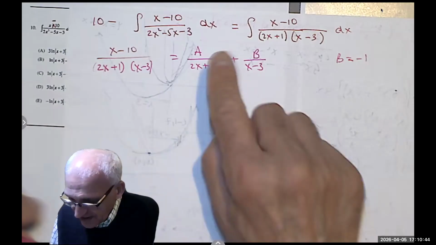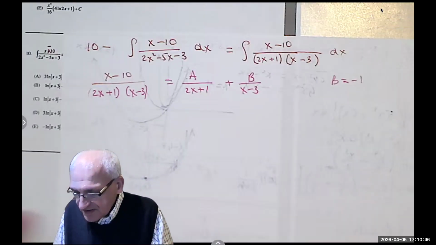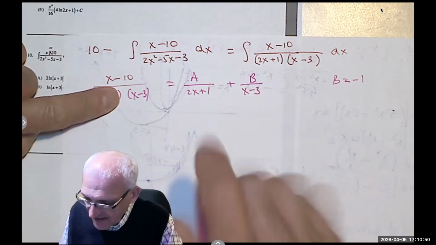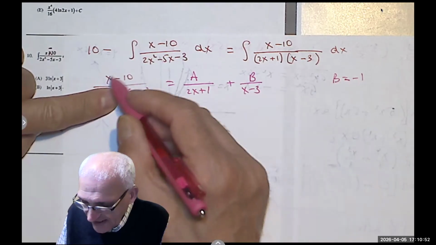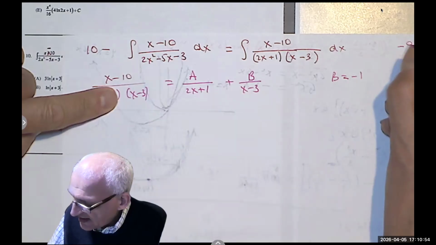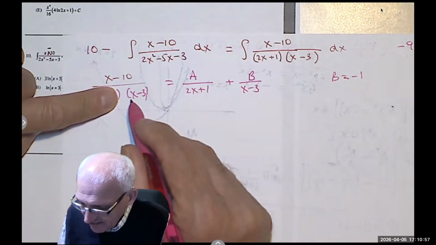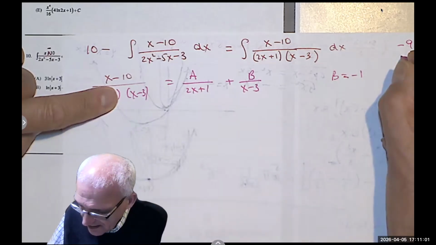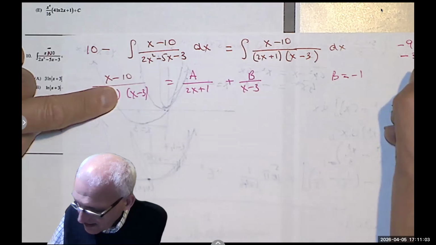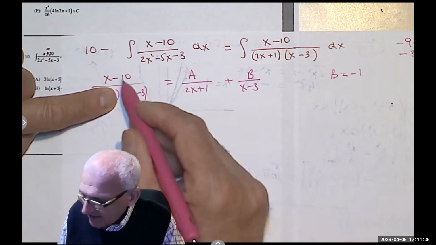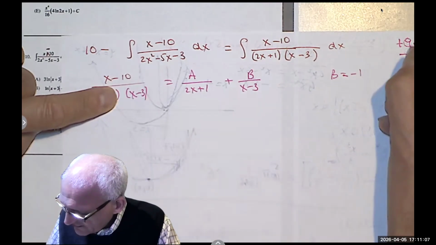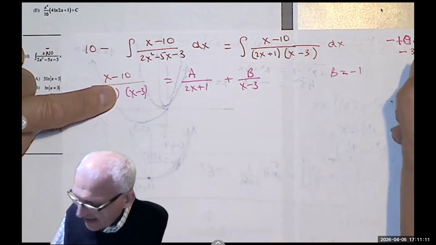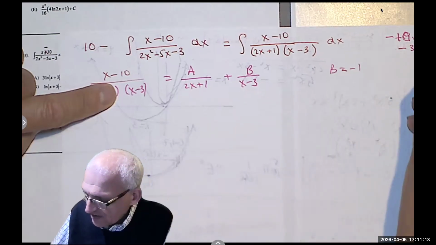You can do the same thing. You say what makes the denominator 0 is if x is negative 1/2. So you hide this and you say x is negative 1/2. Negative 1/2 minus 10 is negative 9.5. Negative 1/2 minus 3 is negative 3. No, wait a second. Negative 1/2 minus 10 is negative 10.5, and negative 1/2 minus 3 is negative 3.5. When you divide this by that, you get 3.